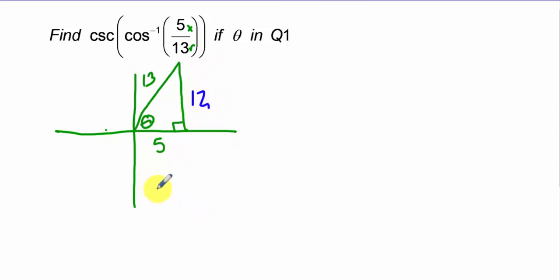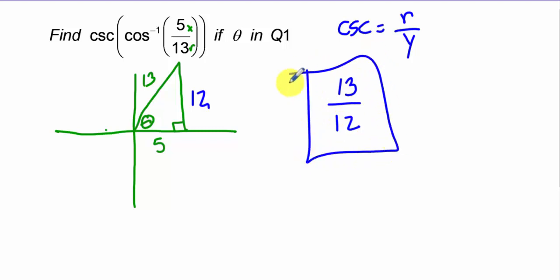And all of a sudden, if I don't know this angle, but I know that that angle is associated with this triangle, then I can find the cosecant of that theta value in this given triangle, because I know the cosecant is basically the r value over the y value. So for this particular triangle, my r is 13 and my y value is 12.